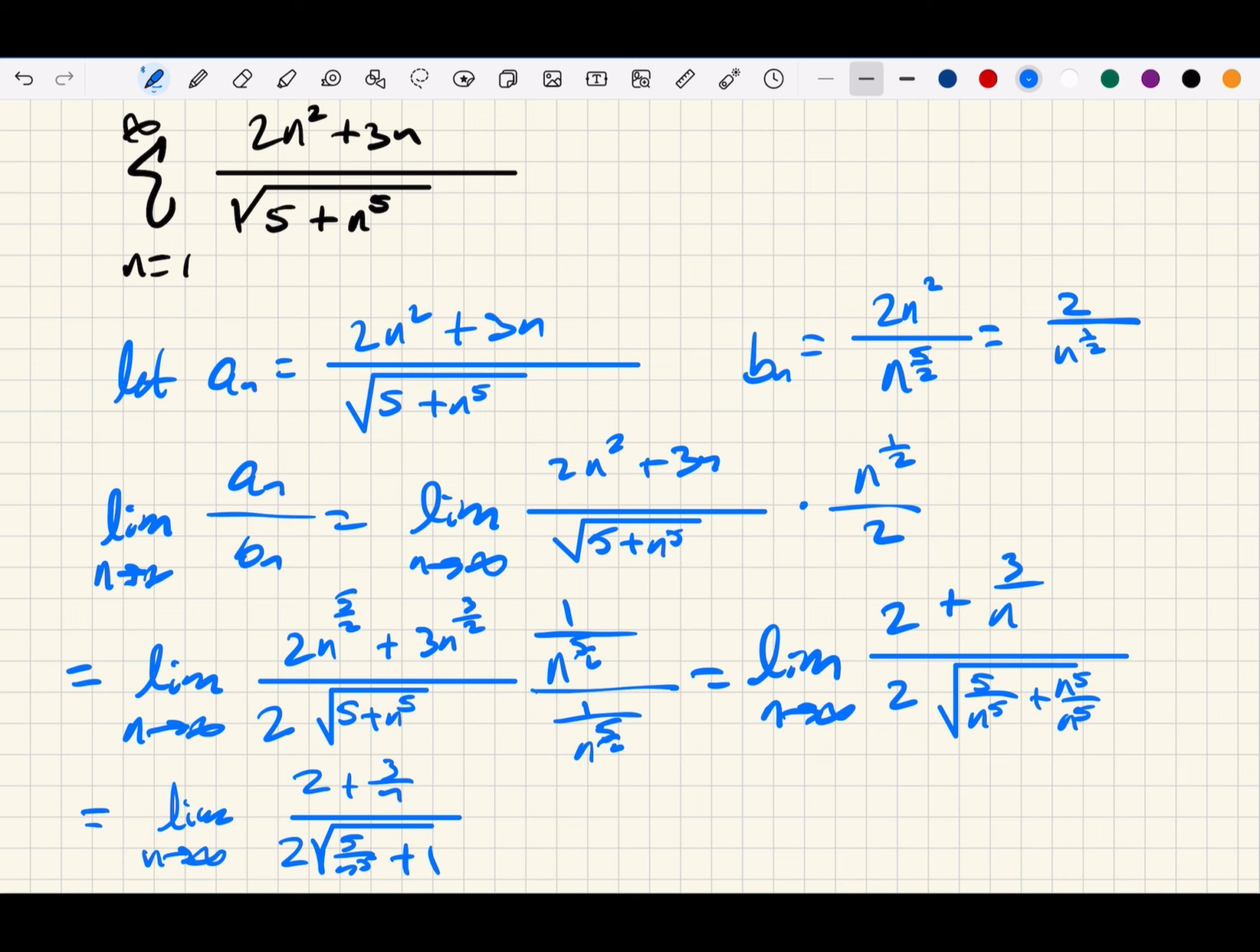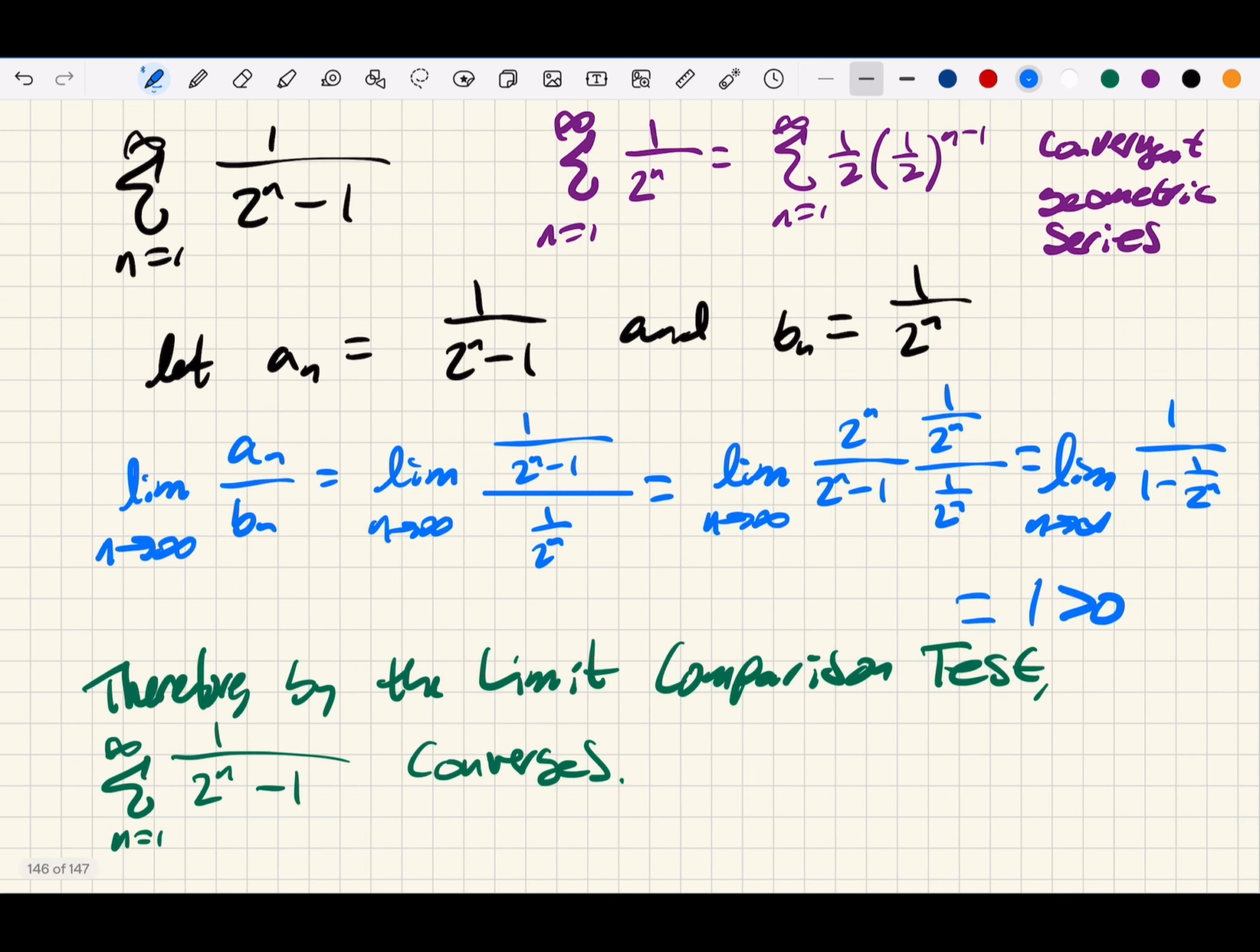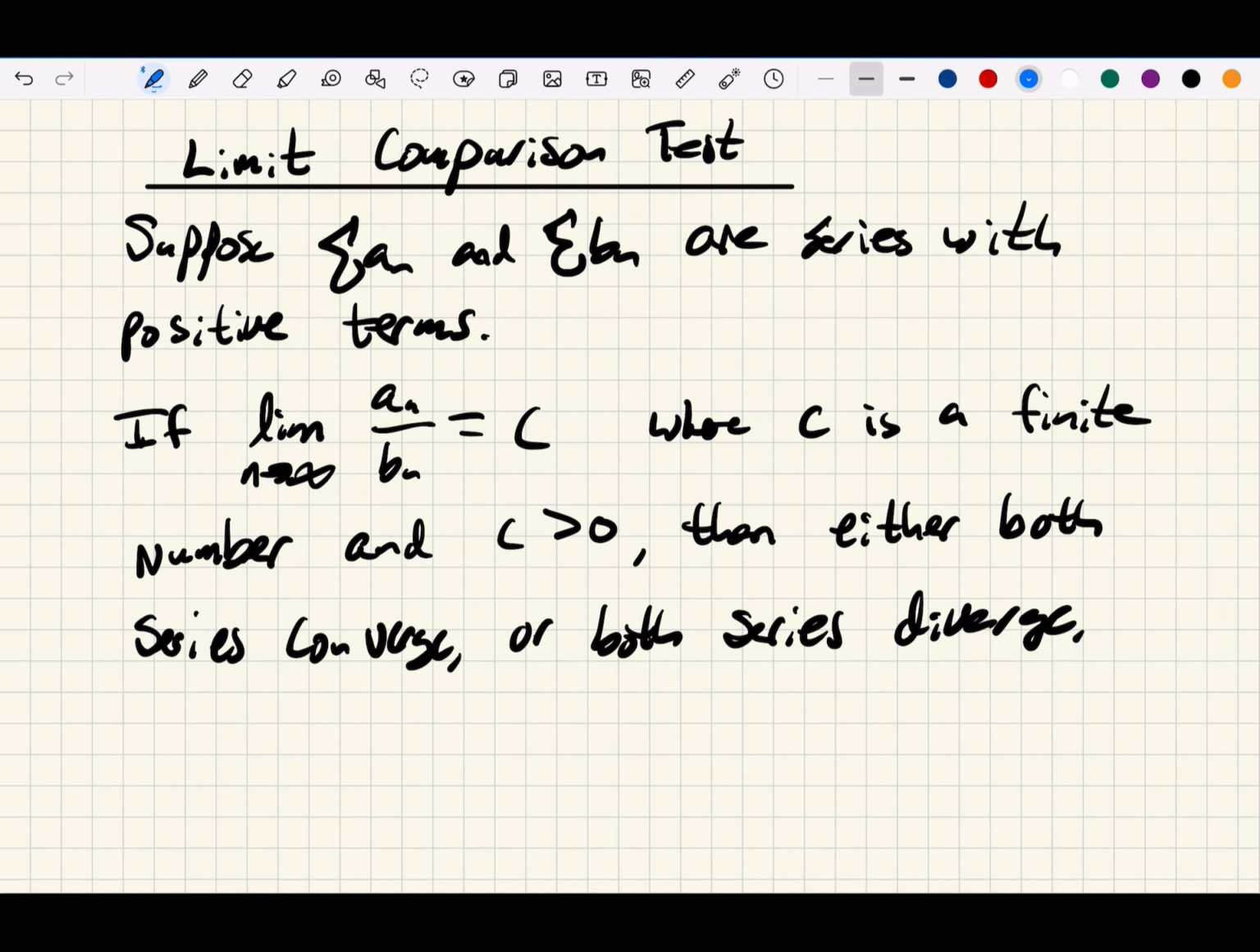Yes, that's correct. So what do I wind up with in the top? I wind up with 2 in the top. I wind up with 2 times 1 in the bottom, right? 2 times the square root of 1. So this turns out to be 1. Now, what is the significance of that? They both diverge. Yeah, the limit comparison test says that if the limit is equal to some constant value bigger than 0, then either both series converge or both series diverge.